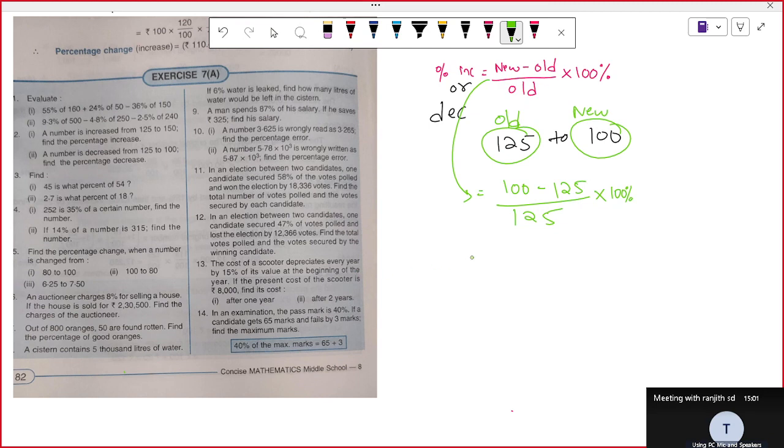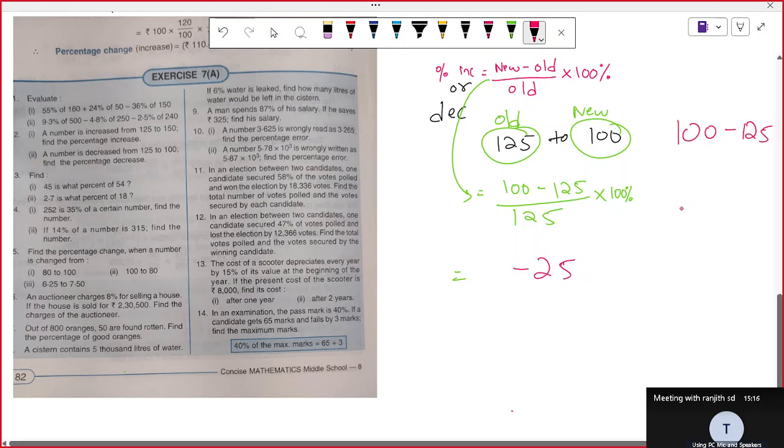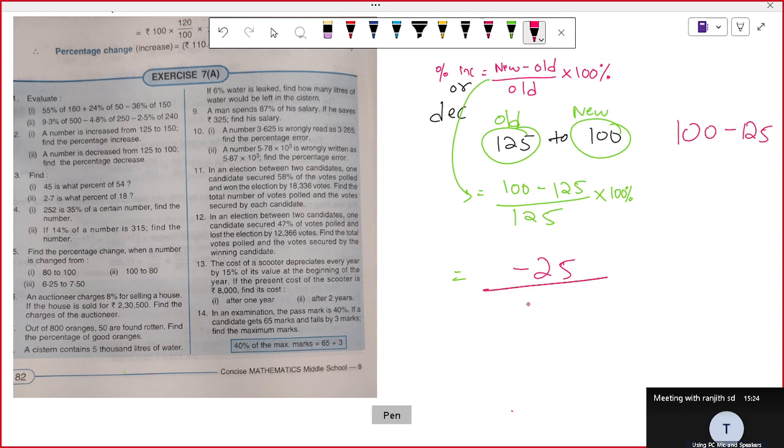How much is 100 minus 125? Minus 25, right? Look here, 100 plus 25 is 125. What is 125 minus 100? 25. Which is greater, 100 or 125? 125, so minus sign. Minus 25 divided by 125, into 100%. Reduce this, and minus will remain as it is.